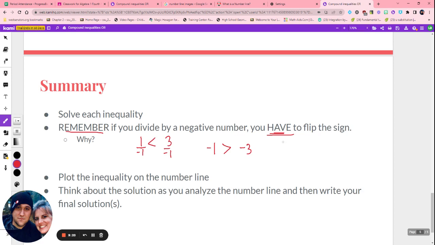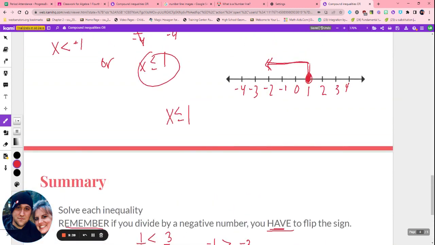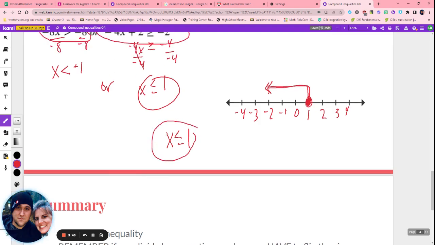All right, so then when we do it, we plot it on the number line. Remember, if it's less than or equal to or greater than or equal to, we use a closed circle. If it's just less than or greater than, we use an open circle. And then think about the solution as you analyze the number line and write your final solution. So like in this case, this one inequality took care of both of them. So this would be my only answer that I would have to write.